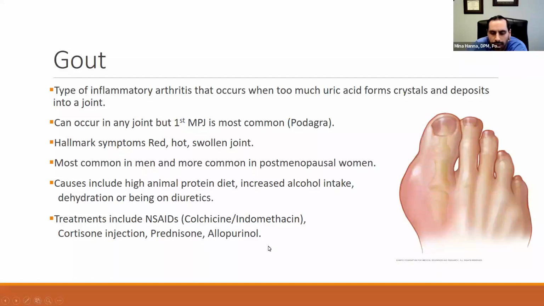So this is typically for patients who have chronic gout, where they get like 2 to 3 flare-ups per year. We're able to put patients on this medication, and that can prevent gouty attacks from happening. Most often, patients are able to improve with anti-inflammatories or a cortisone injection, as long as they monitor their diet.